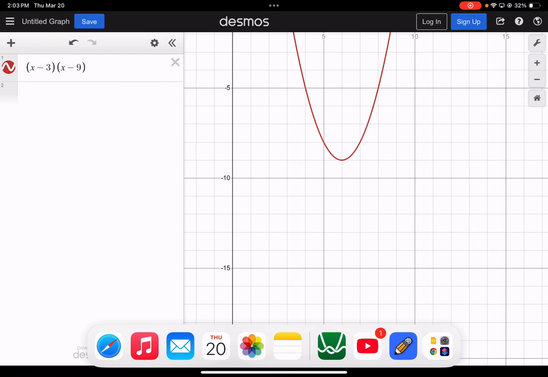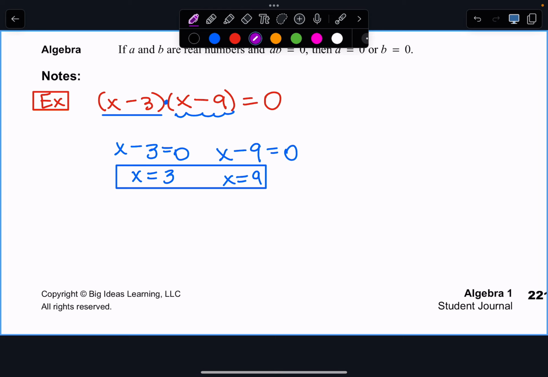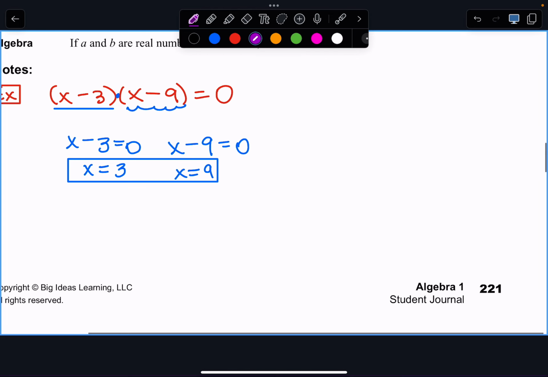All right. What if we have one that looks like this? 2x times x minus 4 equals 0.